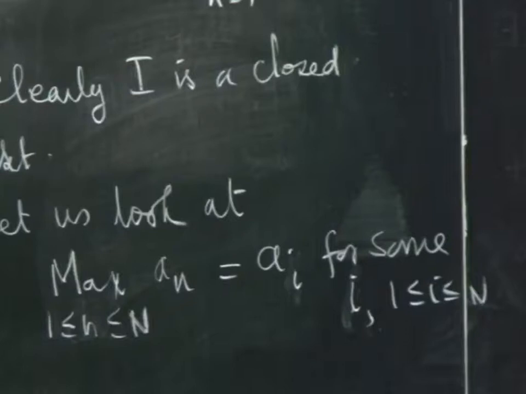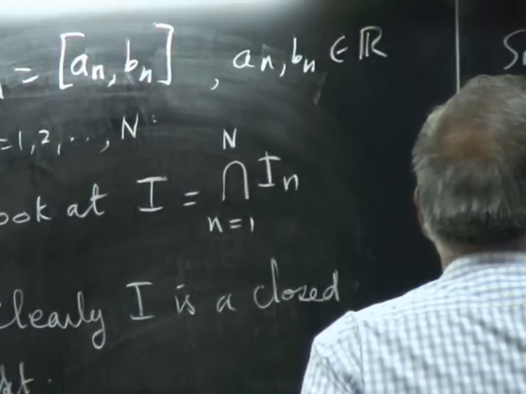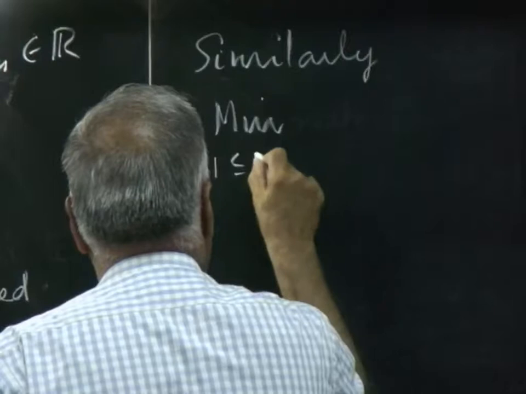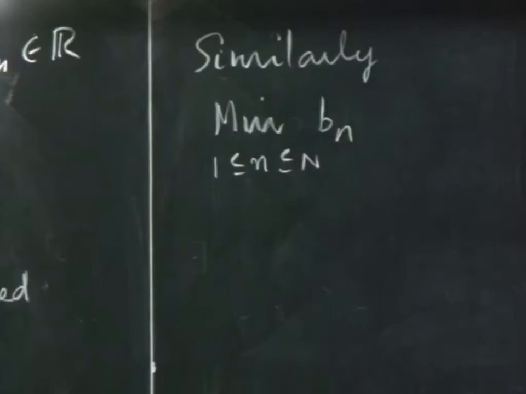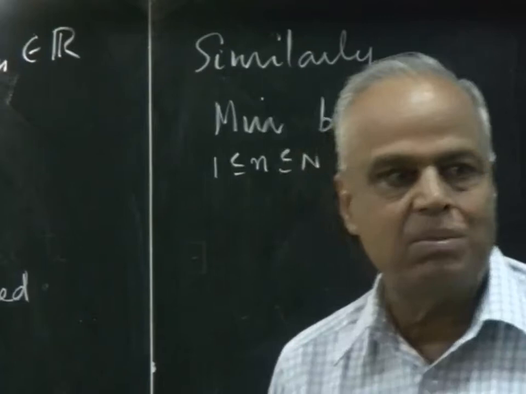Similarly, let us look at the minimum of all the right hand points, and that also has to be one of them. It is not necessary that the ith interval has both the maximum and the minimum. It is likely that this is some bj.